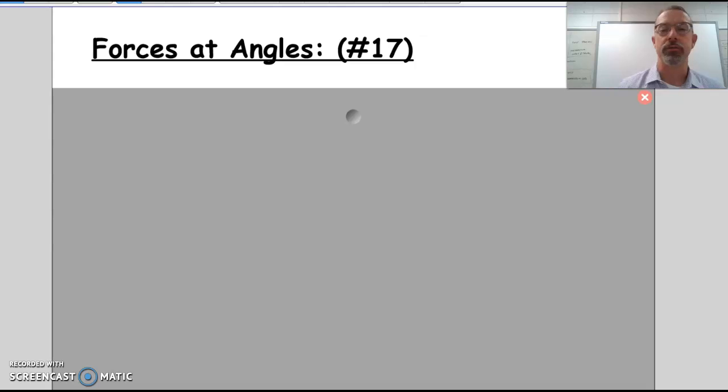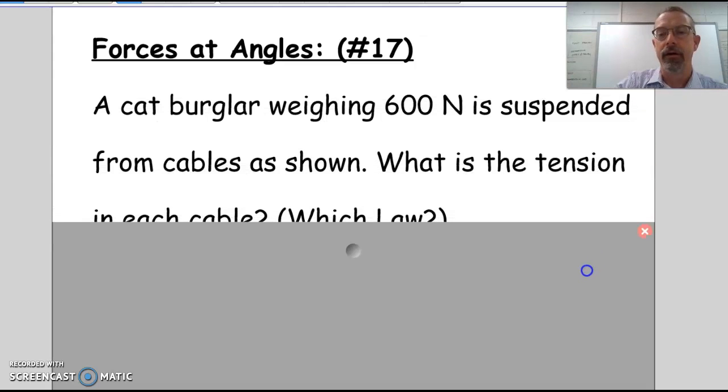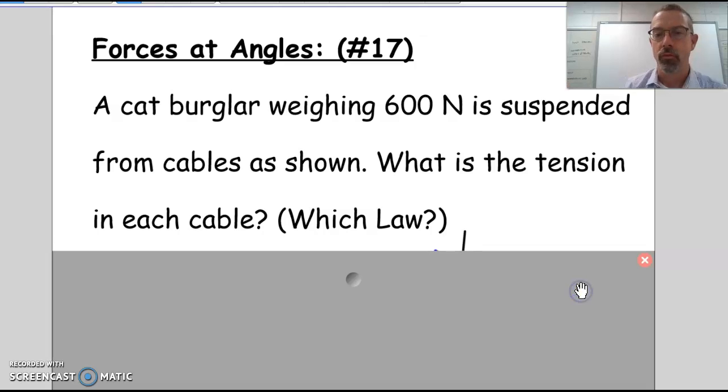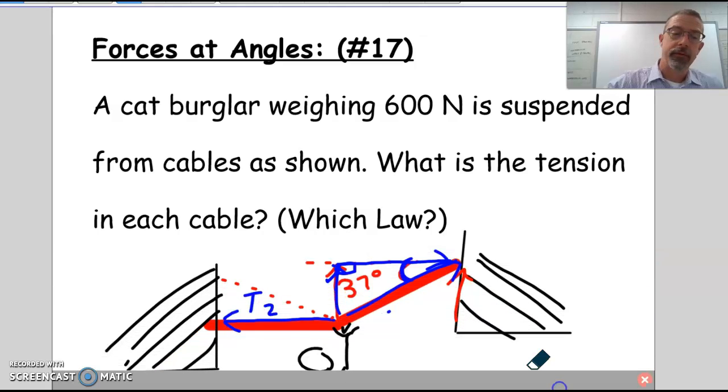Let's try a different situation. Now let's say that we have a cat burglar weighing 600 newtons suspended from cables, as you're going to see here. What is the tension in each cable? And before you ask that, what law is being applied here?